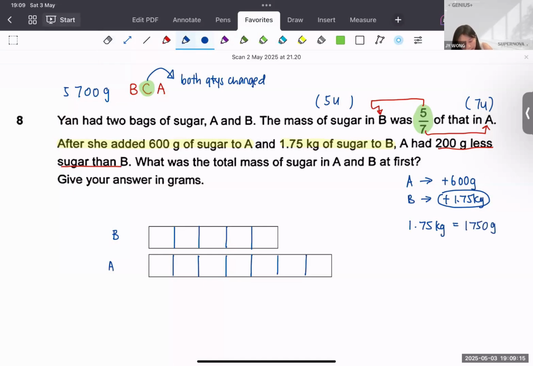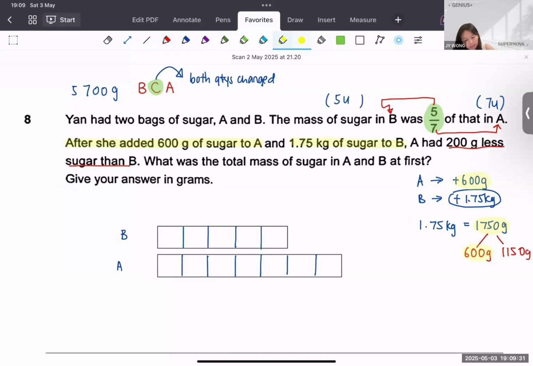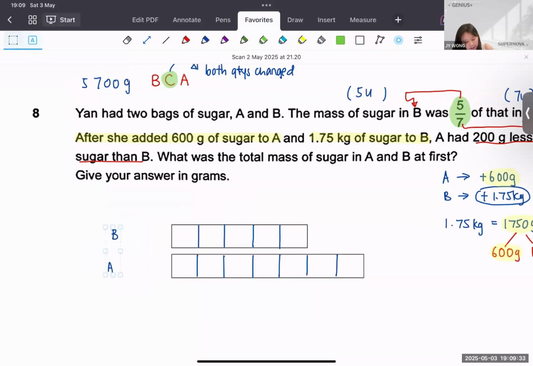1750 grams. Because A increased by 600, B increased by this much. I want A and B to increase by the same amount first, so I will split this into 600 and 1150 grams. Okay, let me tell you why. I want to make A and B increase by the same amount first, which is here. There's a little bit of difference unchanged.